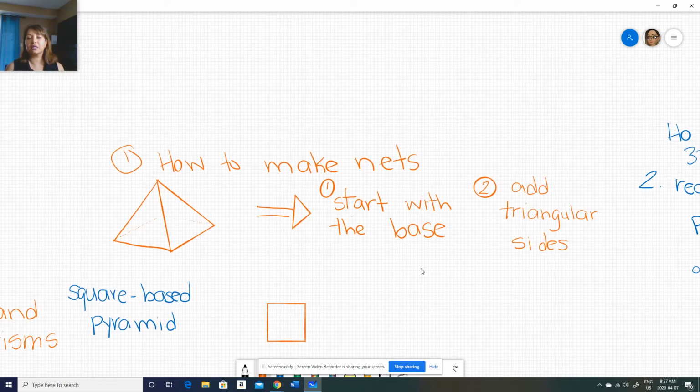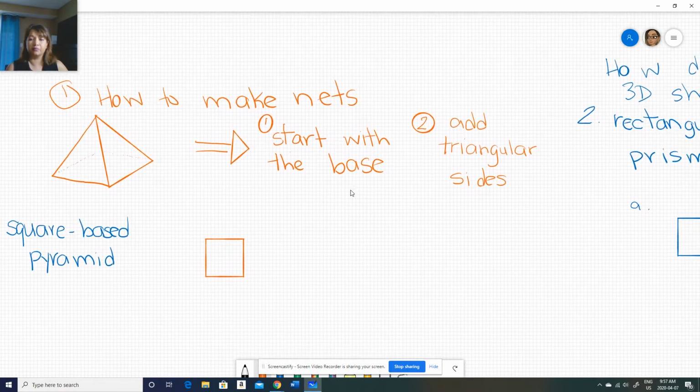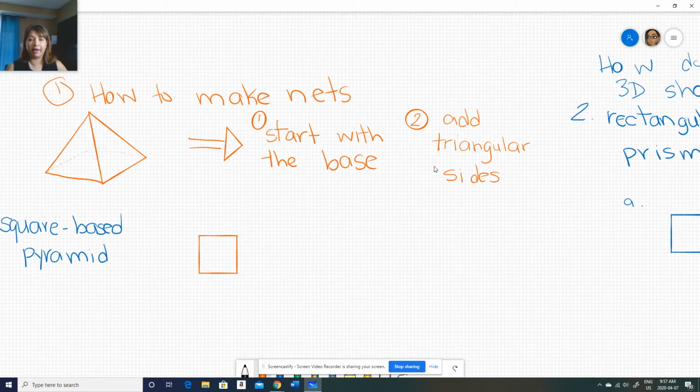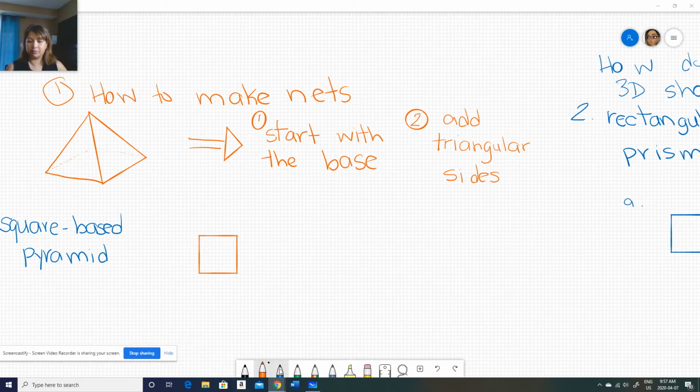First, how do you make nets? Well, I always suggest you start with a base and then you add the triangular sides. So this is my 3D shape. It is a pyramid, a square base pyramid. I start with the base, I draw that in, then I draw my triangular sides. Bear with me because they never look the way I want them to. Oh, yay, that looks pretty half decent.